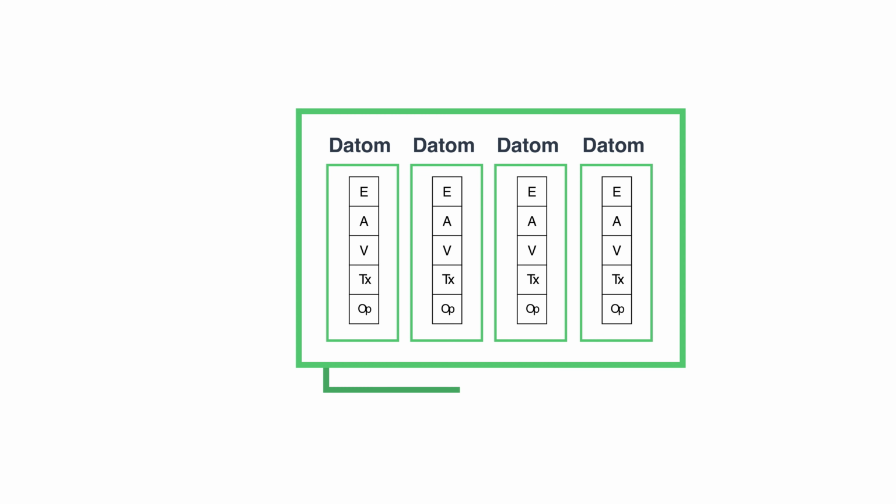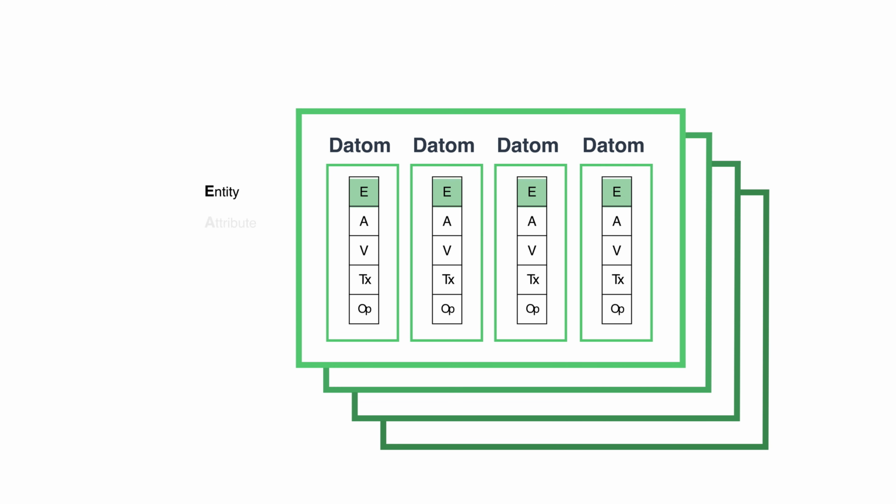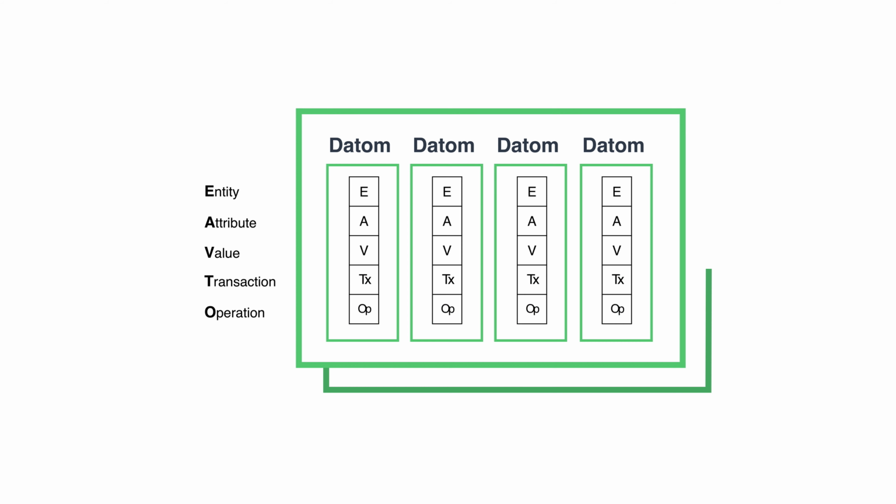A Datomic database is a set of datums that each have their own entity, attribute, value, transaction ID, and operation. It's really that simple.